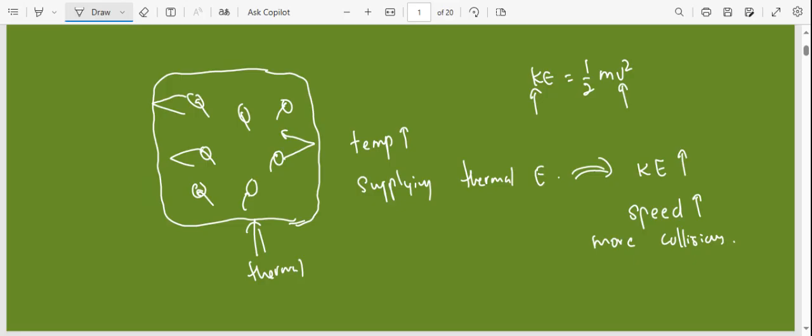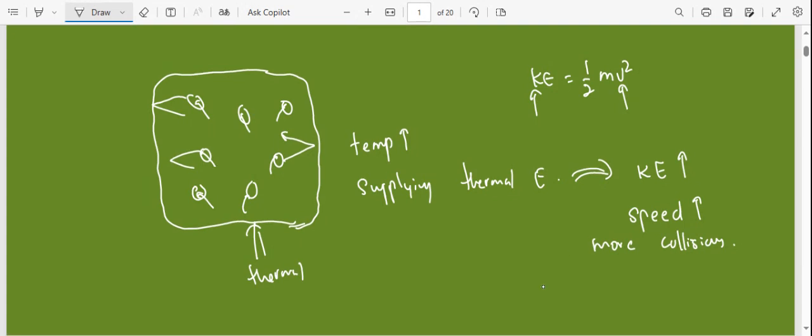Understood? Right. Okay. If there are more collisions, remember, they will exert more force. As a result, there will be more pressure, right? So it means, yeah, temperature is, yeah.